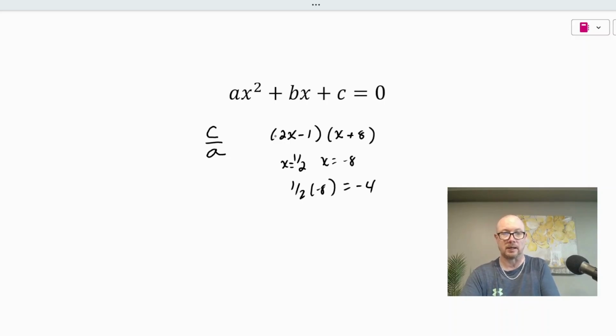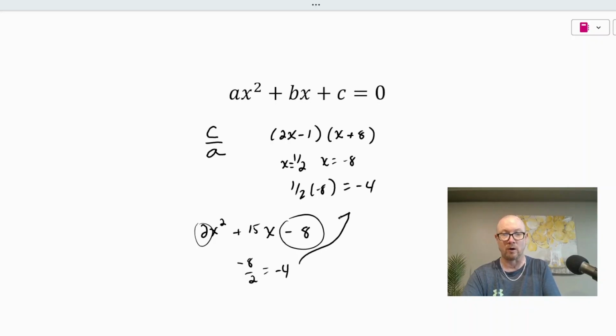All right, so let's expand this out into ax squared plus bx plus c form. So this would be 2x squared, and then would be plus 15x, and then it would be minus 8. Okay, so my c value is negative 8. My a value is 2, so if I just take negative 8 divided by 2, I get negative 4, which is the product of the solutions of the quadratic. Okay?